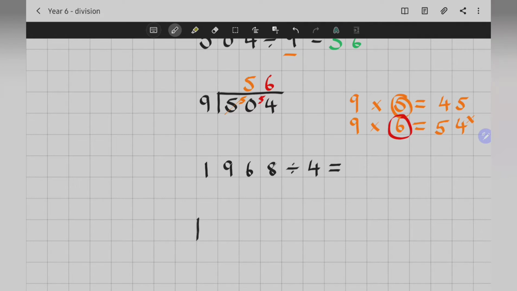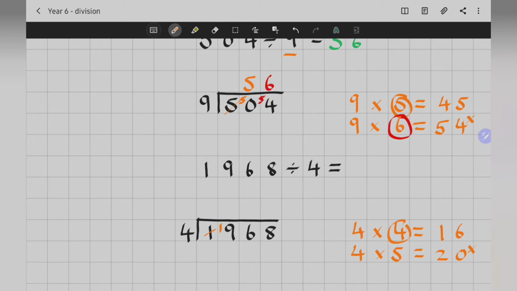Same method. Draw my bus stop. 1968 divided by 4. So again, 1 is too small. I'm going to pass it on. 19 divided by 4. 4 times 4 equals 16. I'm almost there. 4 times 5 equals... Oh, no it doesn't. It equals 20. Okay. 20 is too big, even though it's really close. It's only 1 off. So, 19 divided by 4 is 4, and I've got 3 left over.